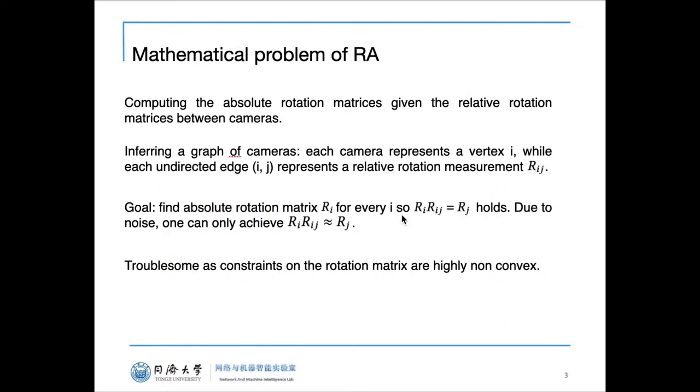The mathematical problem of rotation averaging is computing the absolute rotation matrices given the relative rotation matrices between cameras. We can infer a graph of cameras, where each camera is represented as a vertex of the graph, while each undirected edge ij represents a relative rotation measurement Rij. The goal is to find an absolute rotation matrix Ri for every vertex i such that Ri Rij = Rj holds. In practice, due to noise in the measurement of relative rotations, one can only achieve Ri Rij ≈ Rj. The problem is considered to be troublesome because the constraints on the rotation matrix are highly non-convex.